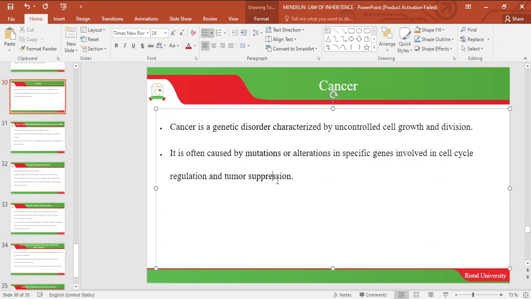Let's look at cancer. Cancer is a genetic disorder characterized by uncontrolled cell growth and division. It is often caused by mutations or alterations in specific genes involved in cell cycle regulation and tumor suppression.